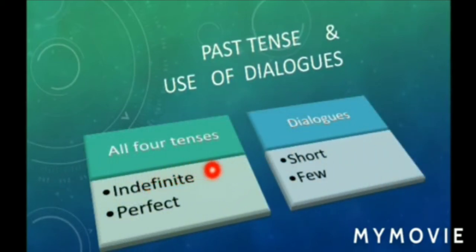We use past tense including all four kinds, but mainly focused on past indefinite and past perfect tenses. Use of dialogues. Use of dialogues makes the story more natural and realistic, but dialogues should be short, not lengthy ones. Secondly, only a few dialogues are enough. Full stories should not be written like dialogue writing.